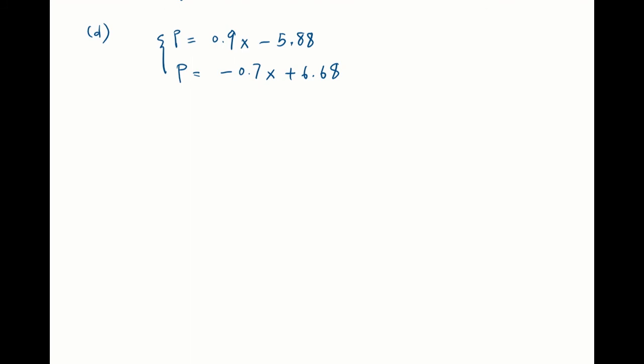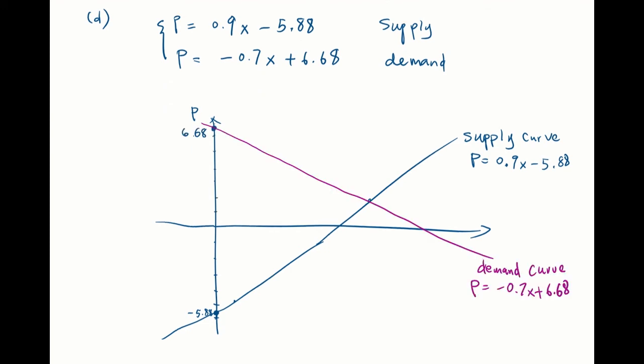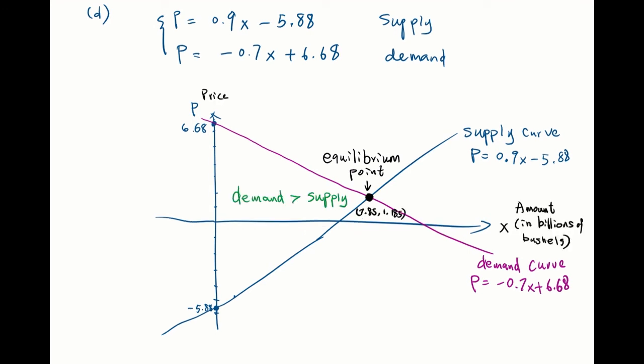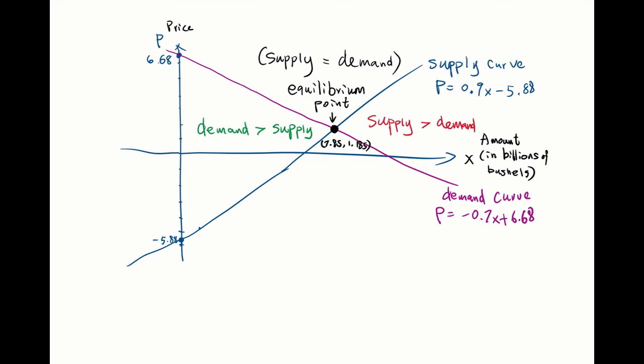Now let's look at part D. We'll graph the two equations in the same system. The supply curve will roughly look like this, and the demand curve or the demand line will roughly look like this. The point that the two lines intersect will be the equilibrium point. To the left of the equilibrium point, we can see that the demand is greater than the supply. And to the right of the equilibrium point, we can see the supply is greater than the demand. See you in the next video.